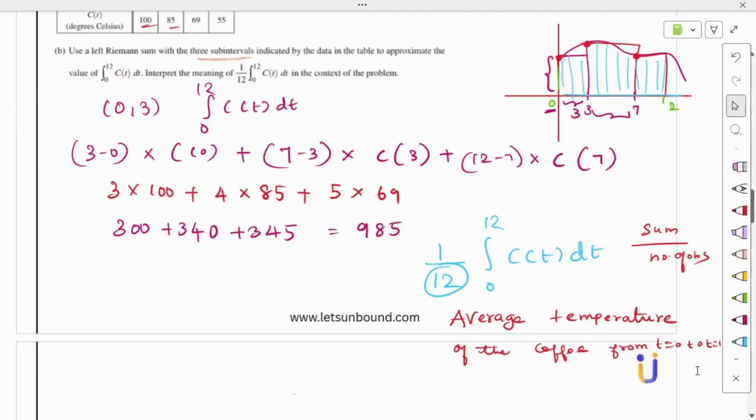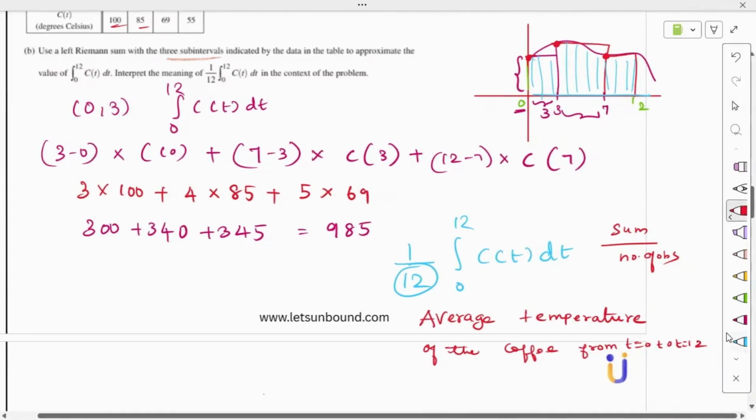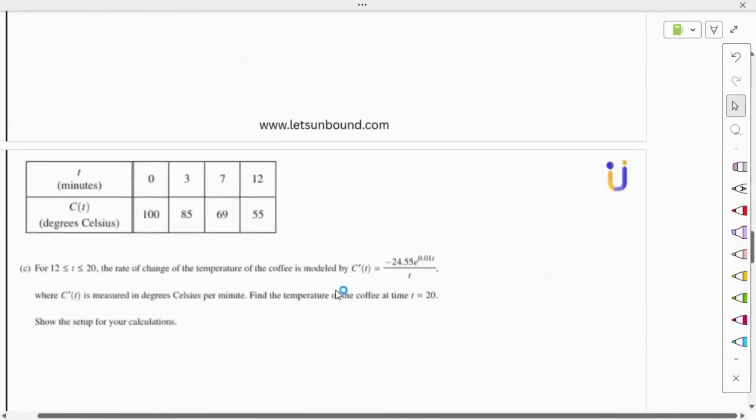Okay, hope it might be clear. 0 to 12, this is the meaning of this particular integral. Right, moving on to next.